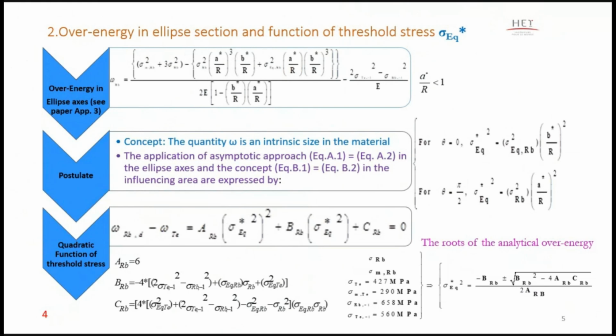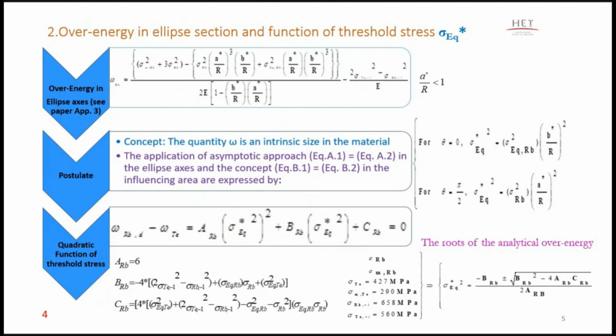The postulate to define this expression is to use this equality, and the root of this equation gives you this expression, sigma star, with the coefficients ARB, BRB, CRB, and we have a test.